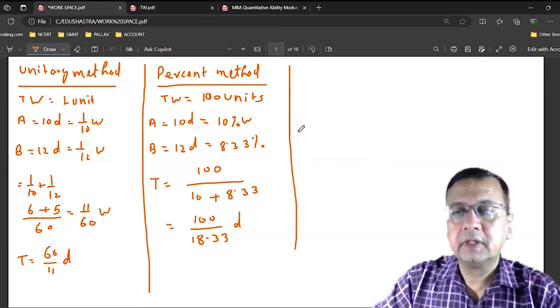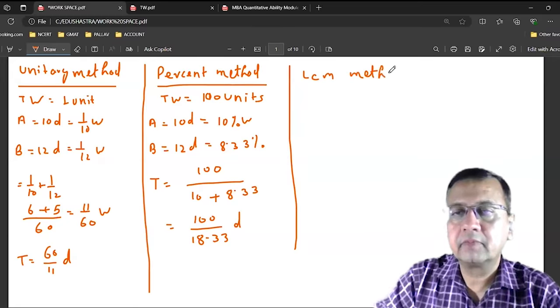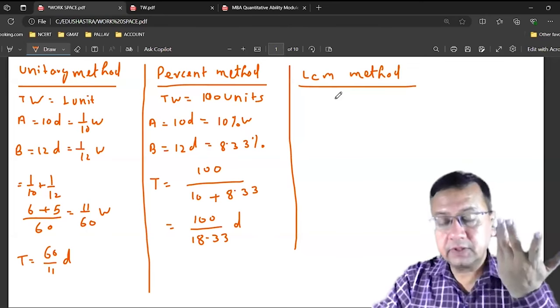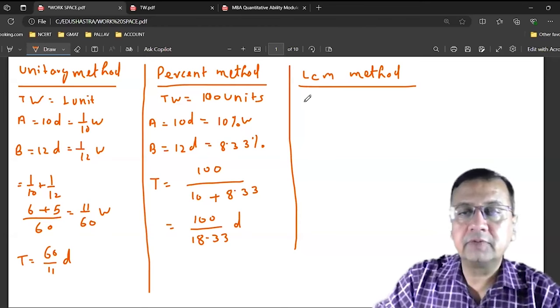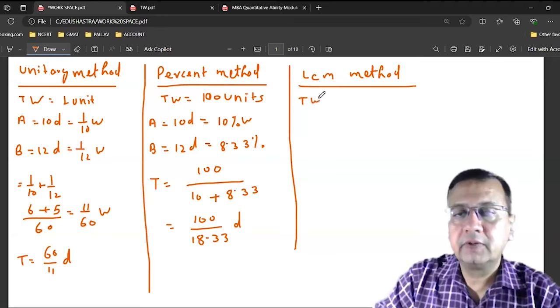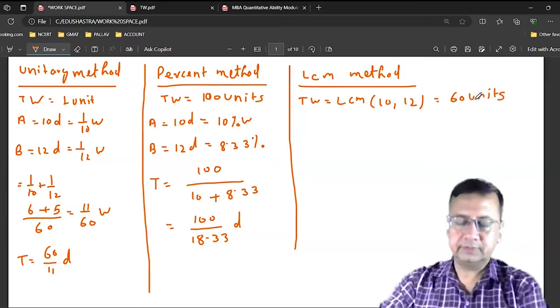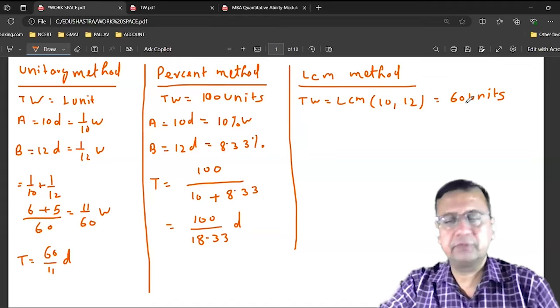Next, this is the LCM method. Right? So LCM method, now what is the total work done? Total work is the LCM of 10 and 12. And this is coming out to be how much? 60. So 60 units is the total work done, right? Whatever they have to finish up.